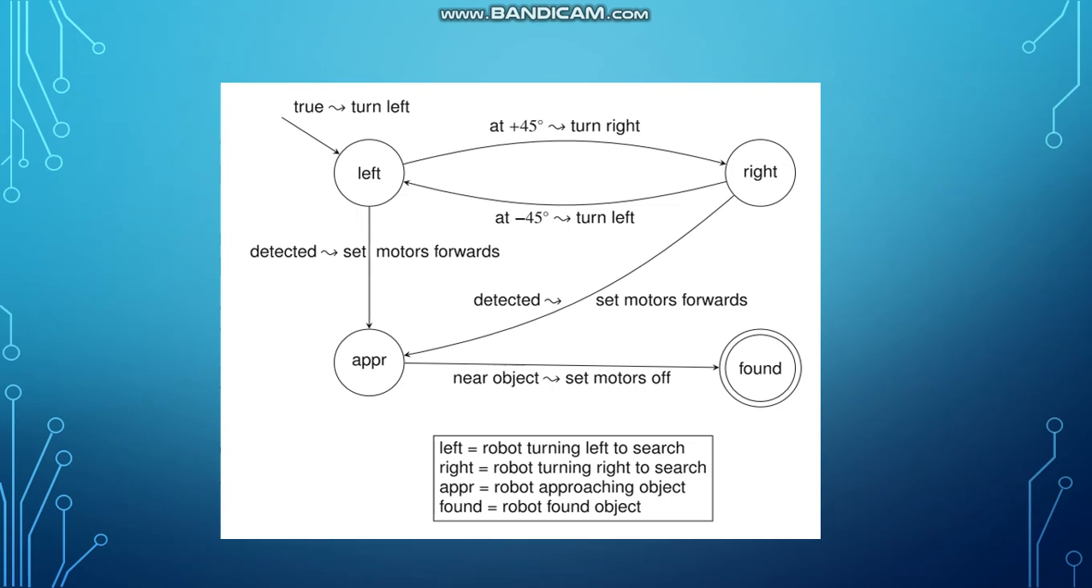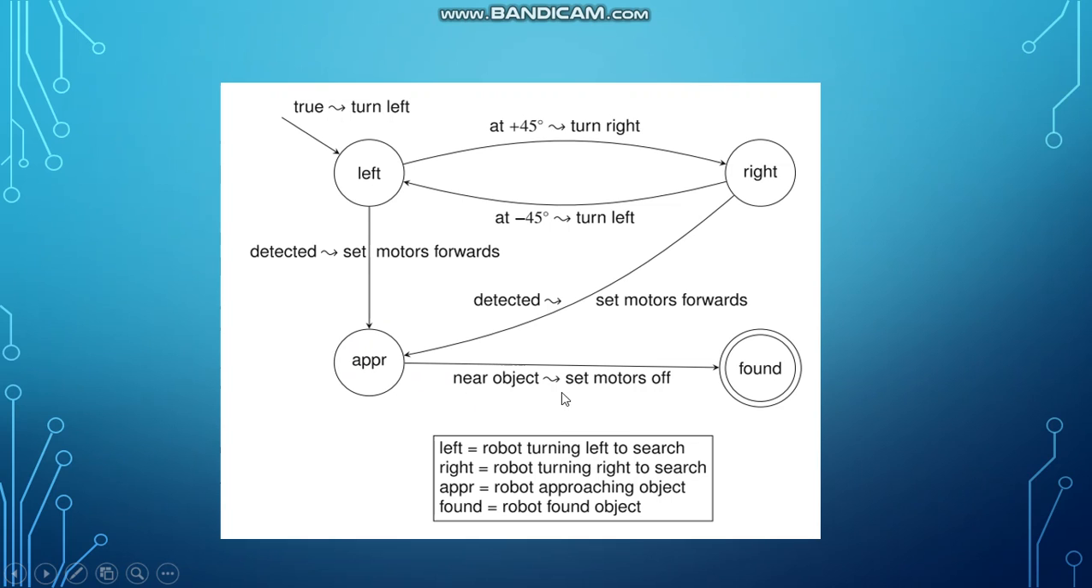On this figure, this shows the state diagram for search and approach. The robot is initially searching left. It will look at 45 degrees and then turn right. When it is on the right, it can turn left at negative 45 degrees. As you can see, both left and right can go directly to the approach state. When they have detected an object, it will set the motor forward, so it will approach the object.